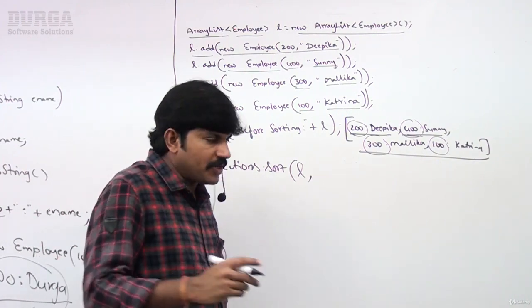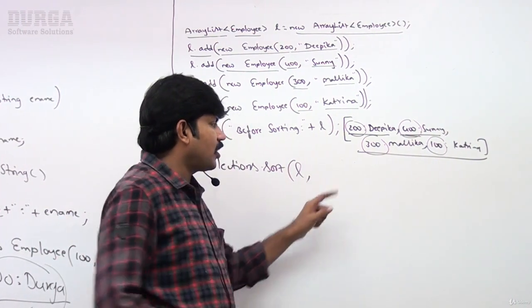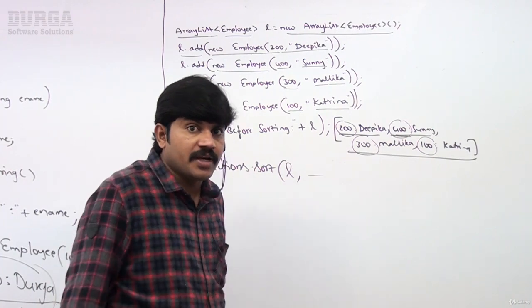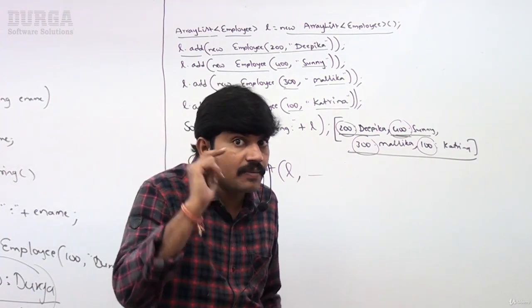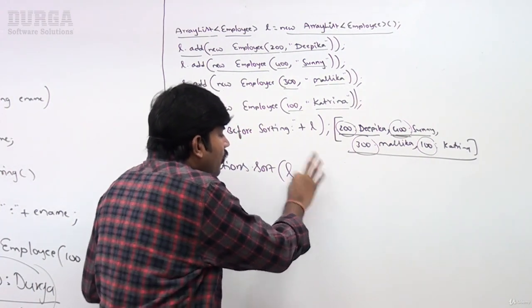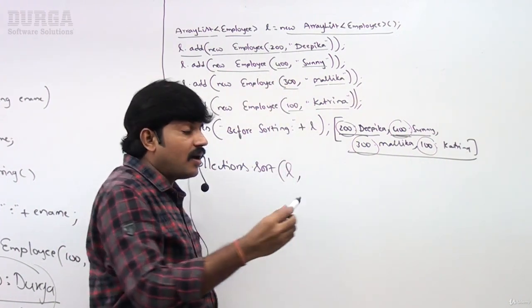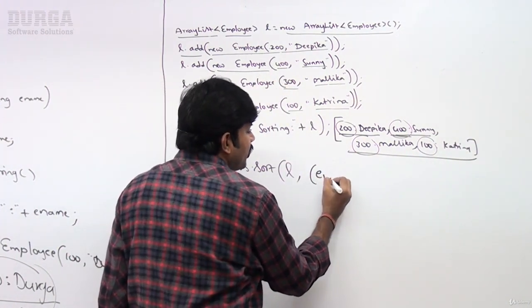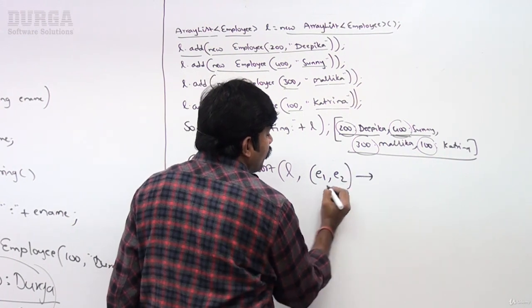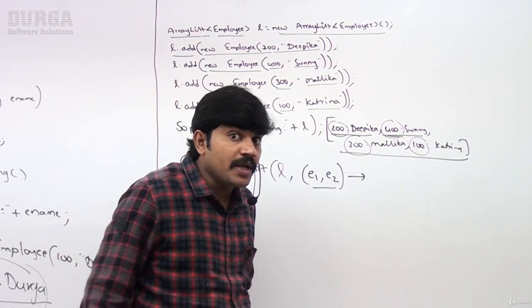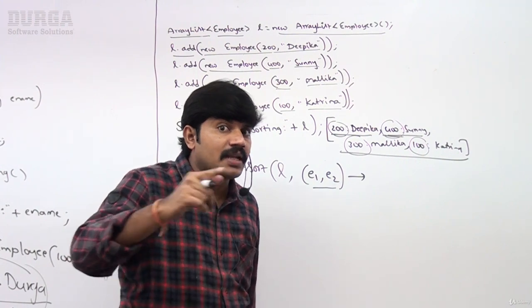I'm always expecting a comparator object as the second argument, right? But wherever a comparator is required, happily we can replace it with a lambda expression. Now, sir, which objects? Employee objects are the arguments, e1, e2. If two employees are coming, I have to compare based on employee numbers.